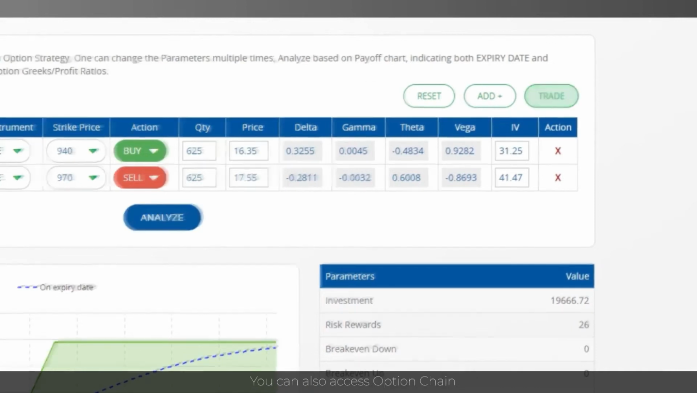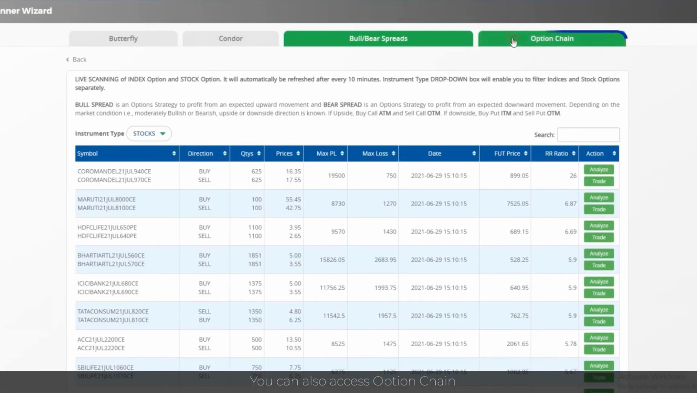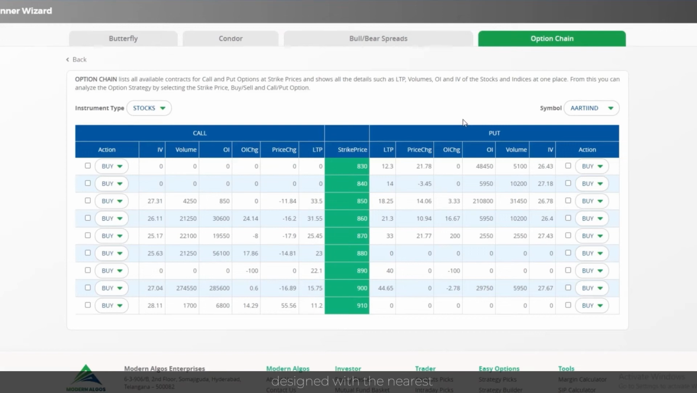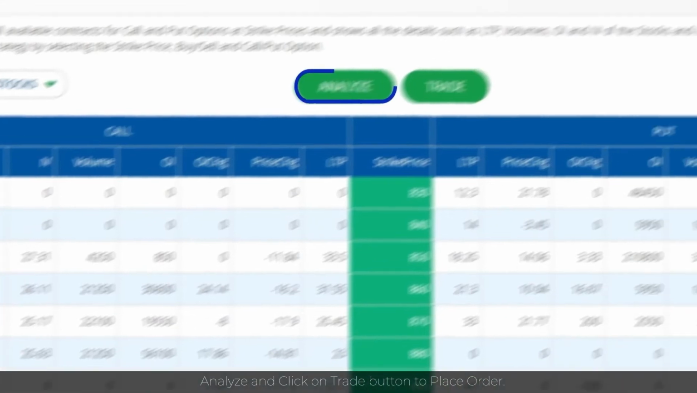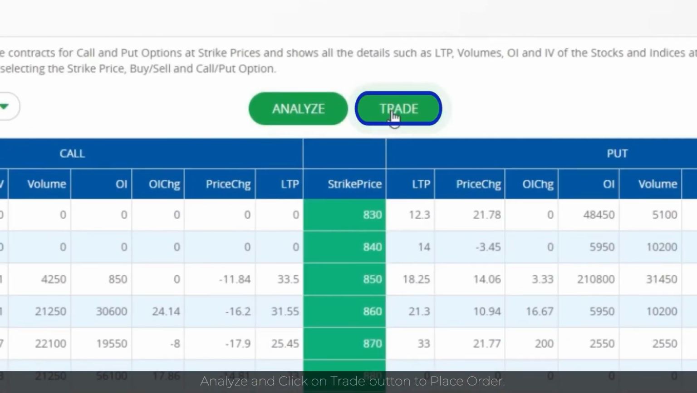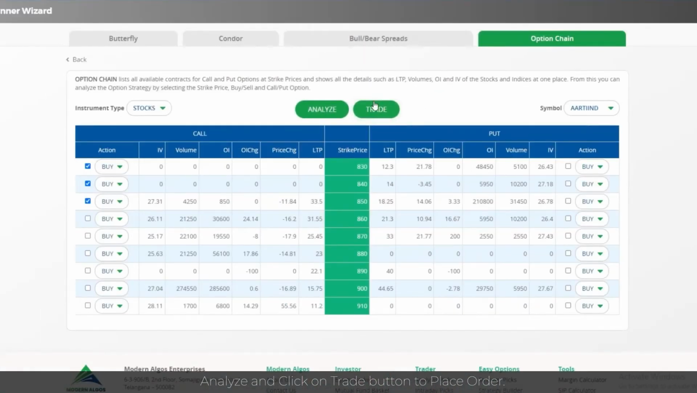in the market. You can also access Option Chain, designed with the nearest in the money and out of the money so that you don't need to hustle to find your strike prices. Select the multiple strike price, analyze, and click on Trade button to place your order.